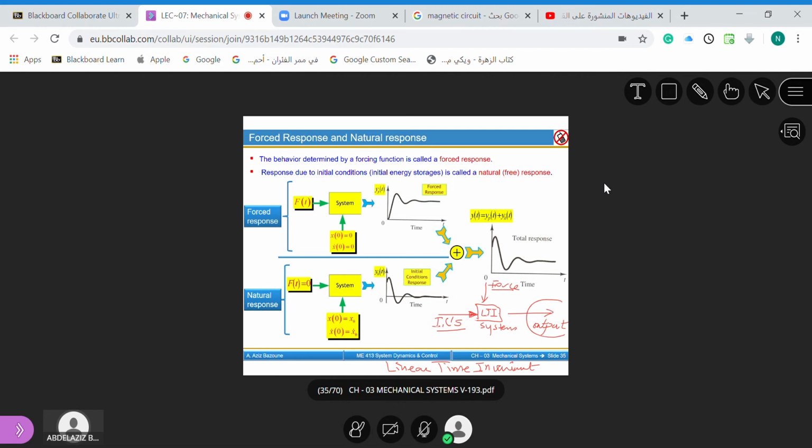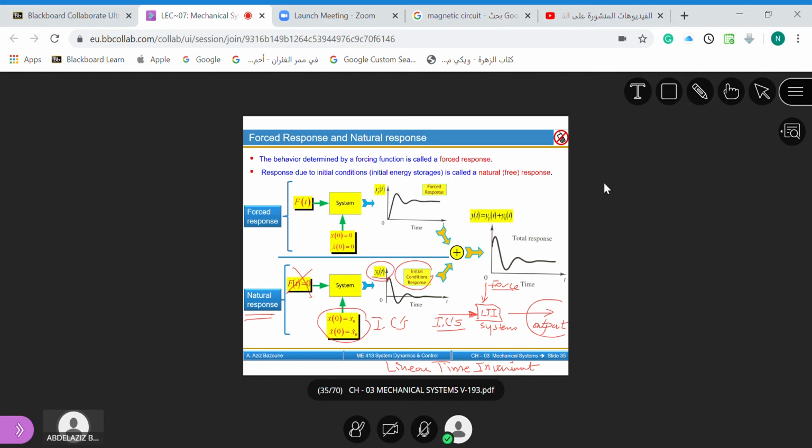Our output could be due to the initial conditions, or due to the forcing term, or both of them. In all cases, if you would like to know the output, we take the natural response that is due to the initial conditions, or only the homogeneous response. Homogeneous means the right-hand side will be equal to 0. We consider the forcing equal to 0, and then see what the initial conditions are. We find how the system behaves in response to them. This response we call homogeneous.